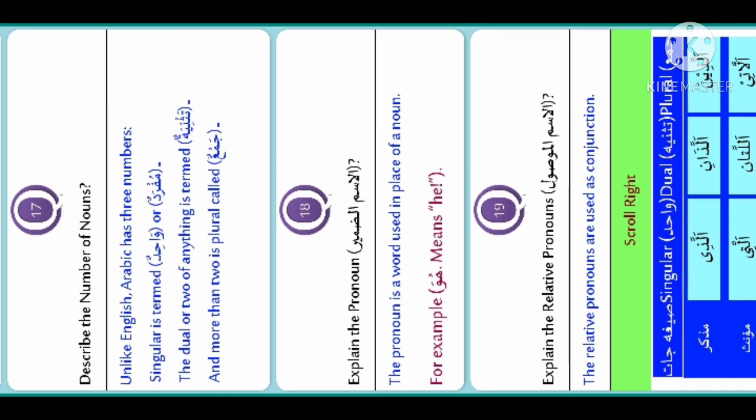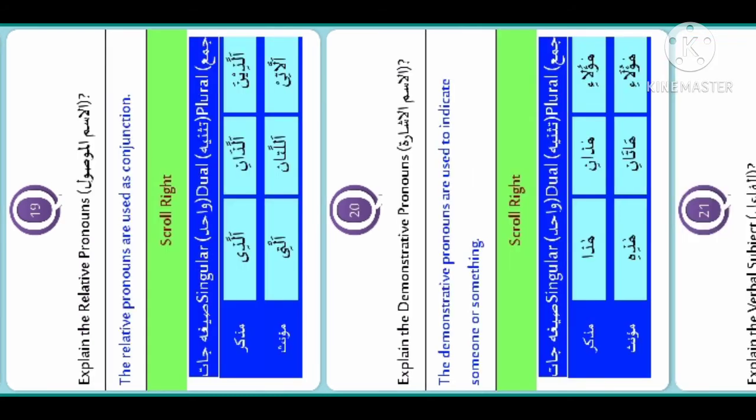Explain the pronoun, al-ismu zamir. The pronoun is a word used in place of a noun. For example, huwa means he. Explain the relative pronouns, al-ismul mausul. The relative pronouns are used as conjunctions.